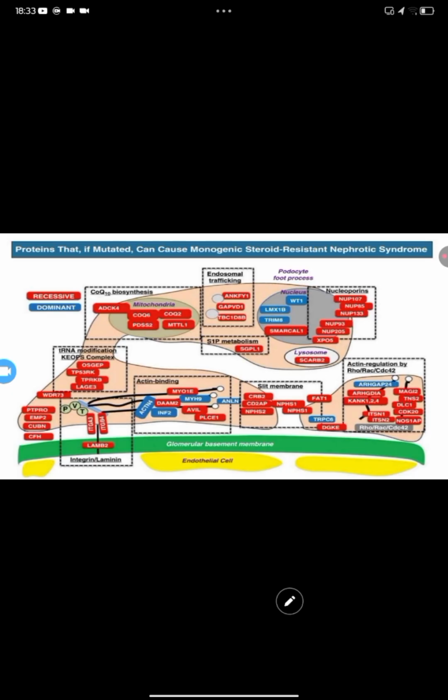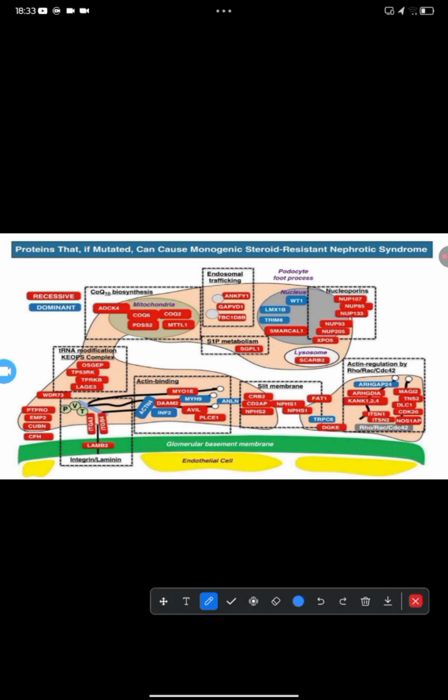First of all, I would like to begin at the glomerular filtration barrier, especially the slit membrane and the area where the podocyte attaches to the glomerular basement membrane. So let's begin with the slit membrane. The recessive genes are CRB2, CD2AP, MPHS1, MPHS2, FAT1, and DGKE. These are colored in red, which means they are recessive, and the only dominant gene in this group is TRPC6.